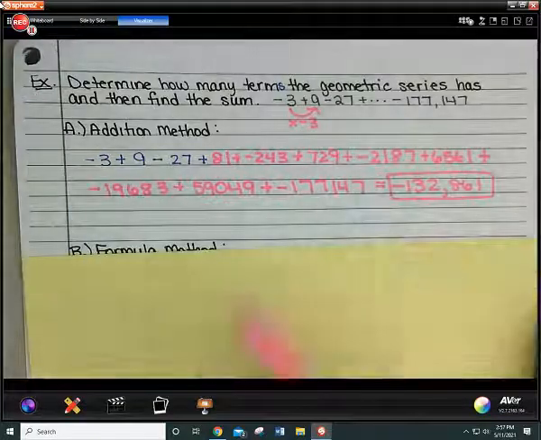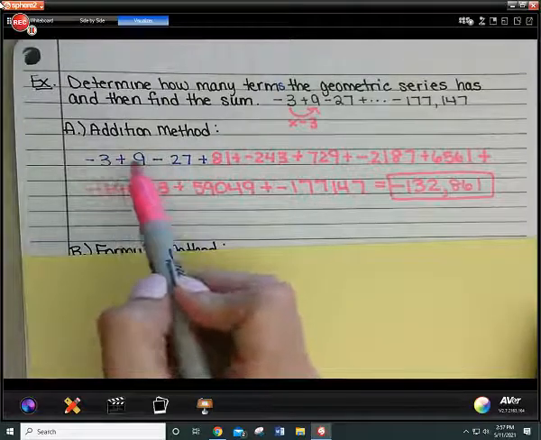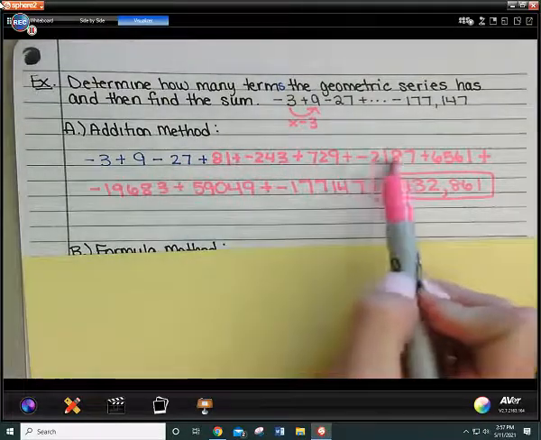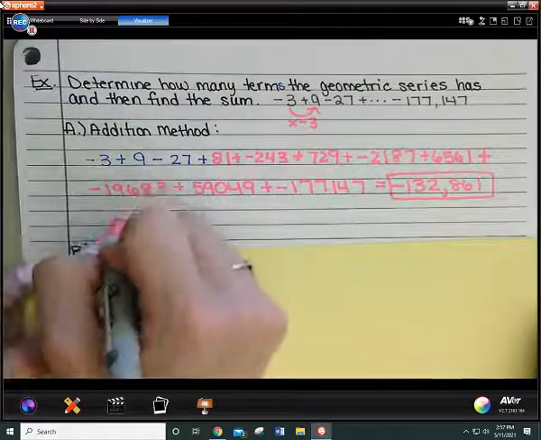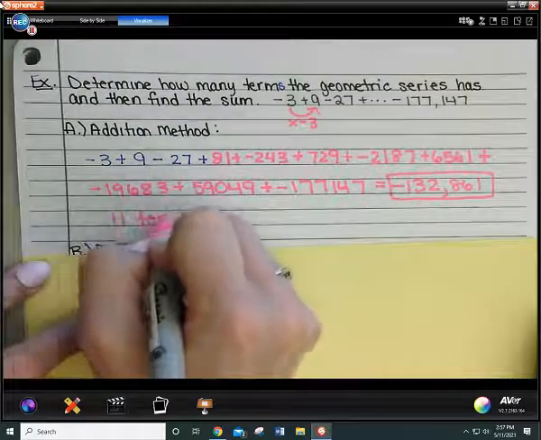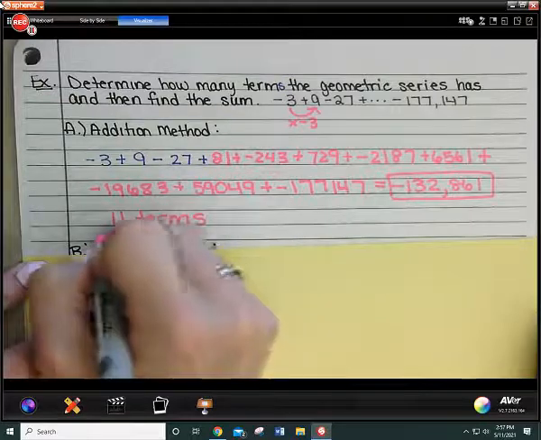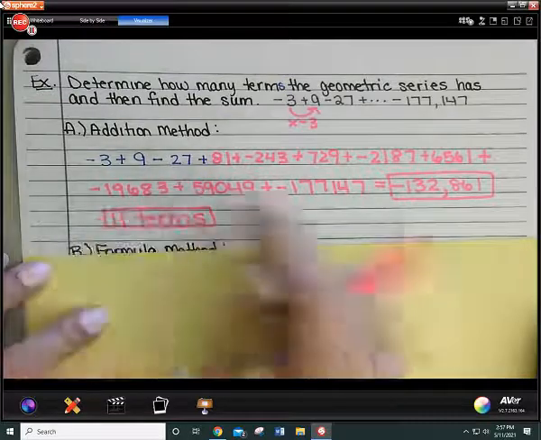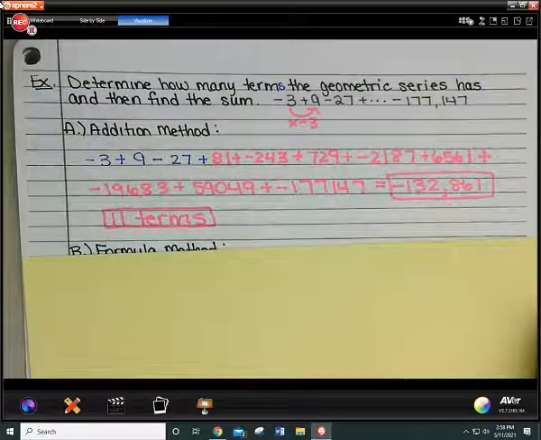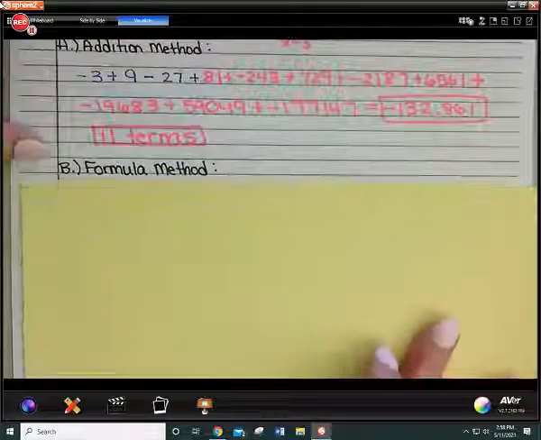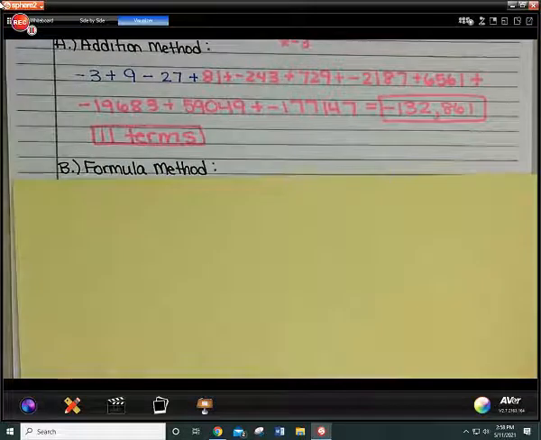And how many terms did it take? So just count them. 1, 2, 3, 4, 5, 6, 7, 8, 9, 10, 11. So the 11 terms is going to give me a sum of -132,861. All right, so now it says let's go with that formula method again.